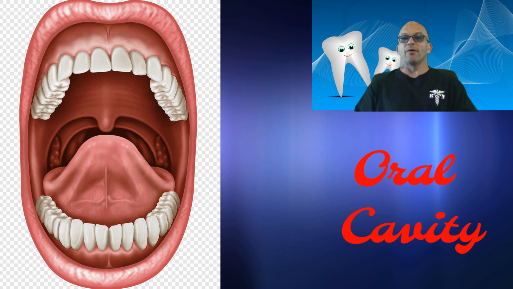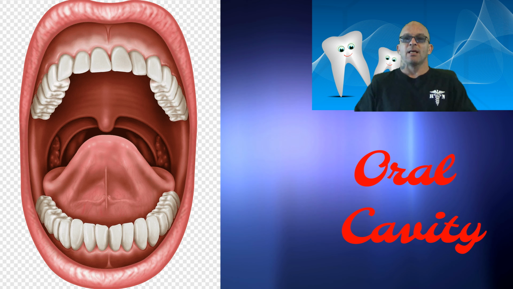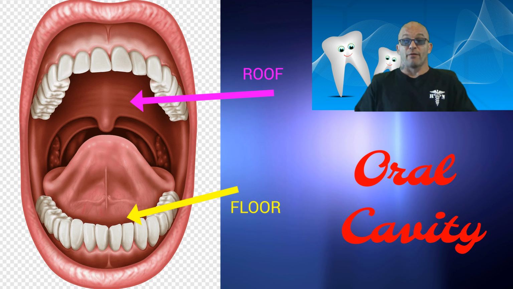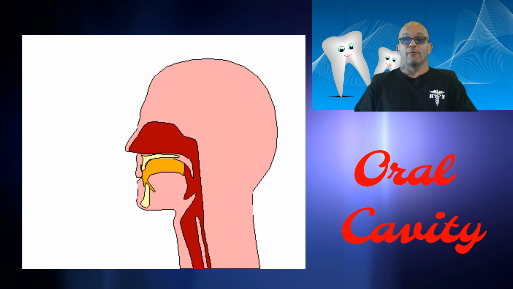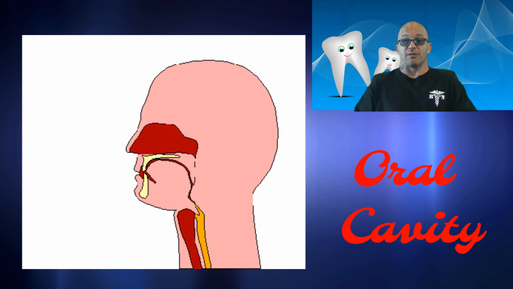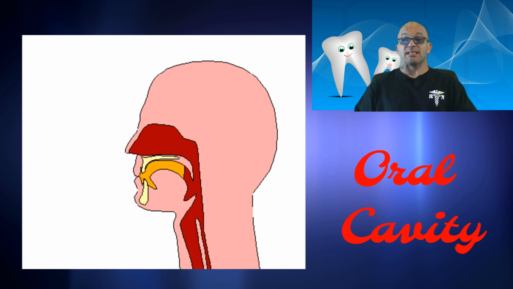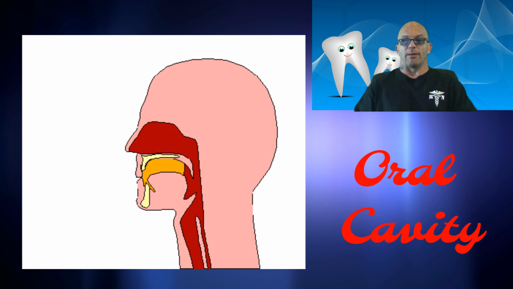We shall now briefly discuss the anatomy and physiology of the mouth, also known as the oral cavity. This hollow chamber contains a roof, a floor, and walls. During ingestion, food enters this chamber and the process of digestion begins immediately. The mucous membranes inside the mouth lubricate the food passing through it.